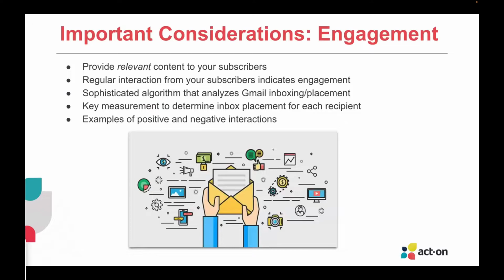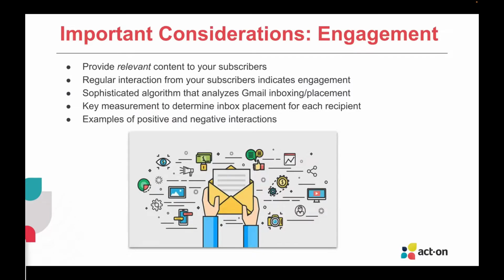Engagement is important because it indicates whether or not people want the email. So Gmail is tracking who and how contacts are engaging with what you're sending. And this is how Gmail is going to prioritize your email. So keep your eye on some really important key metrics, namely opens and clicks.